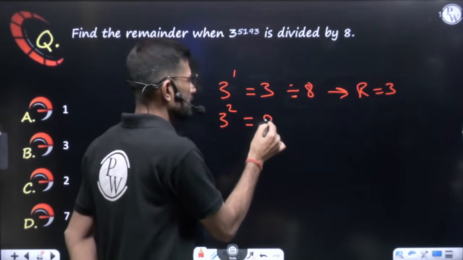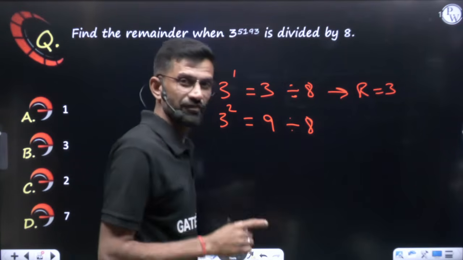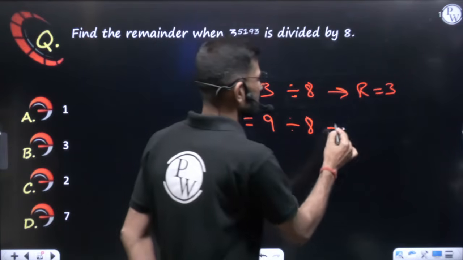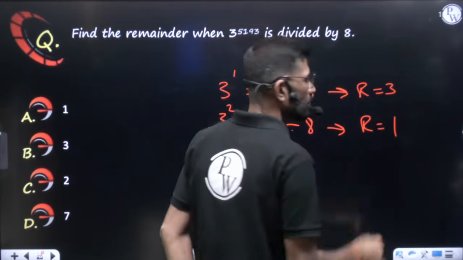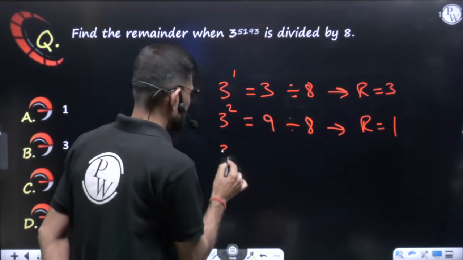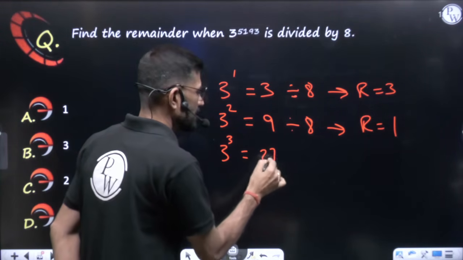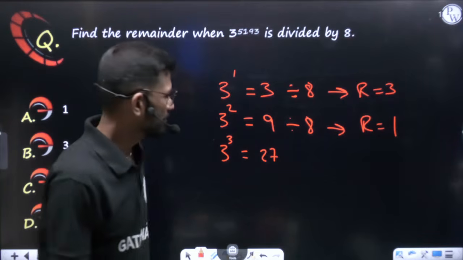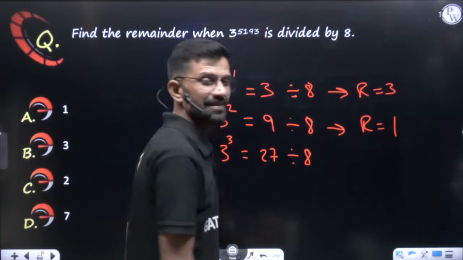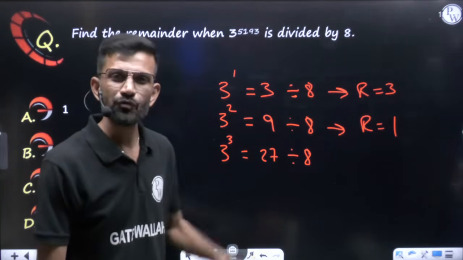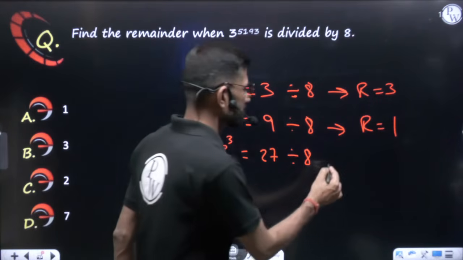3 square is 9. When 9 is divided by 8, remainder will come 1. 3 cube is 27. When 27 is divided by 8, 8 3s are 24, 25, 26, 27. Remainder is coming how much?